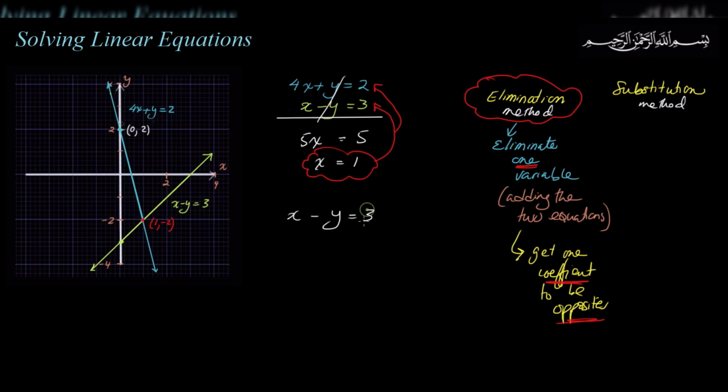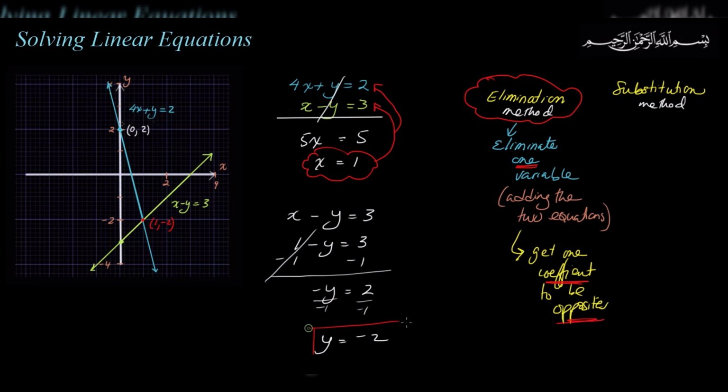So I'm going to rewrite that. I put 1 over here, 1 minus y is equal to 3, and I solve for y. So I subtract 1 from both sides. Look how methodical I am. So minus y is equal to 2, and I don't want to know what minus y is, so I divide both sides by -1. I want to know what y is, so that's -2. So y is -2, and there we have it.